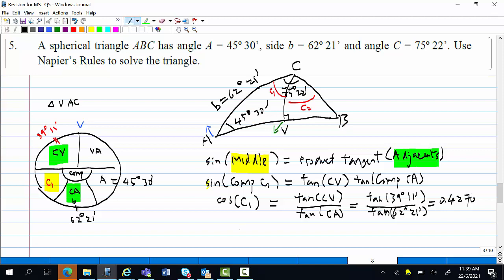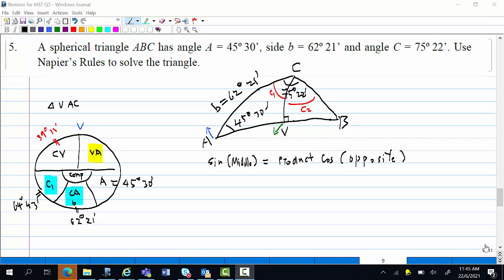So we get C1 now. C1 is cosine inverse of the answer, which is 64 degrees 43 minutes for C1. So C1 is 64 degrees 43 minutes.